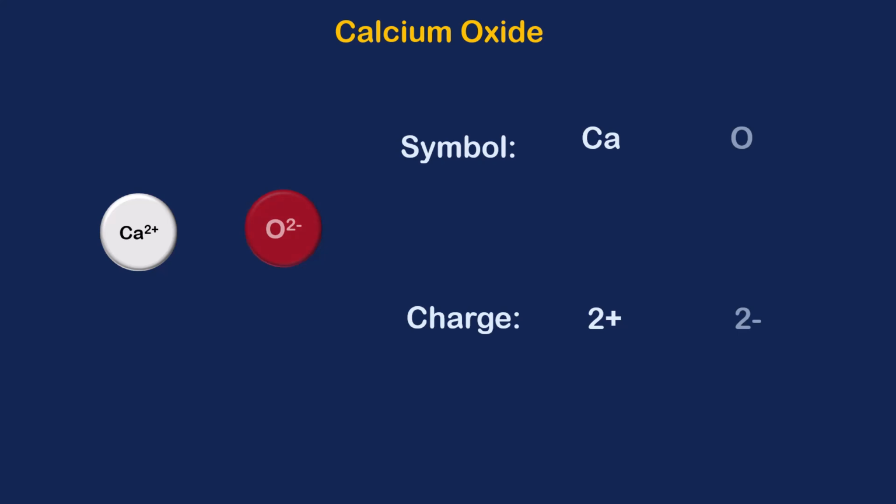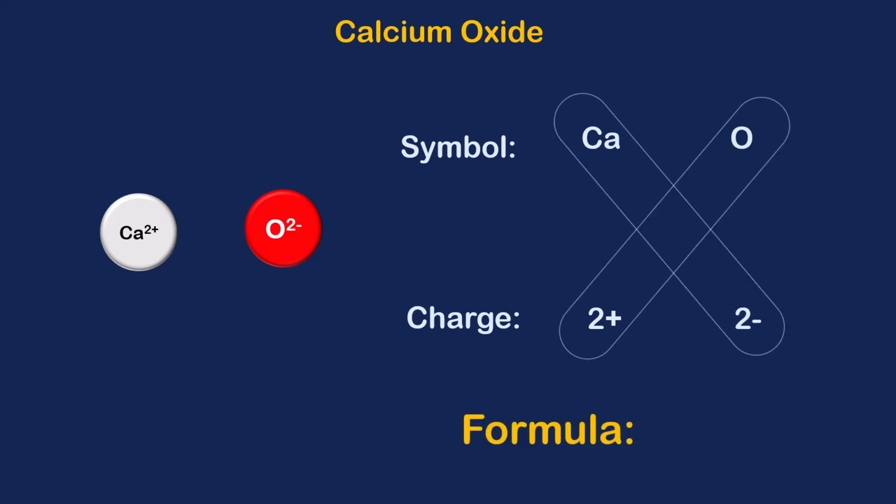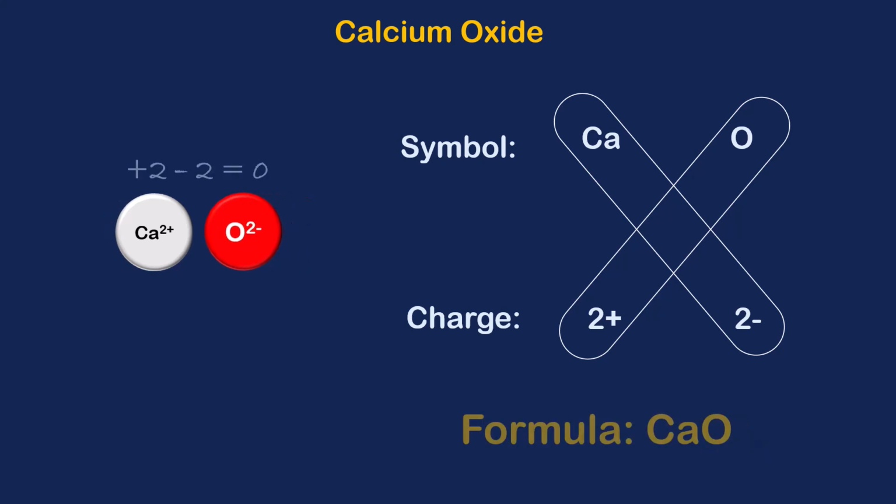Okay, now I have an interesting one for you. Calcium oxide. Calcium has a charge of 2 plus and oxide has a charge of 2 minus. What is the formula here? Crossing the numbers gives us Ca2O2. But in this case, we can simplify this to CaO. Because as you can see, we just need 1 ion each to balance.